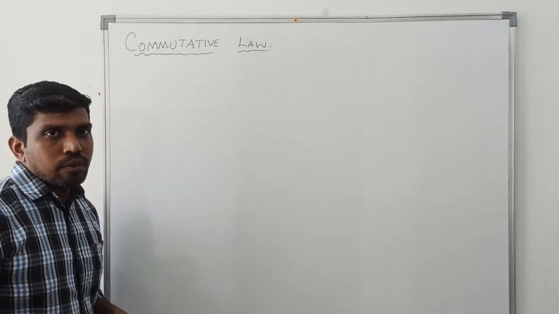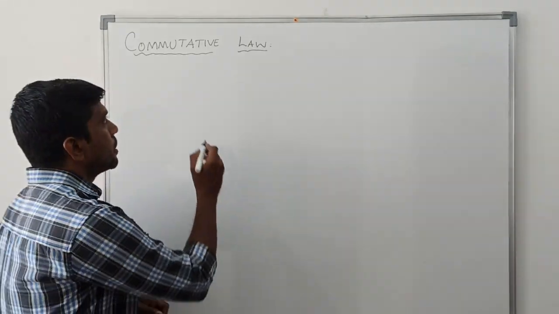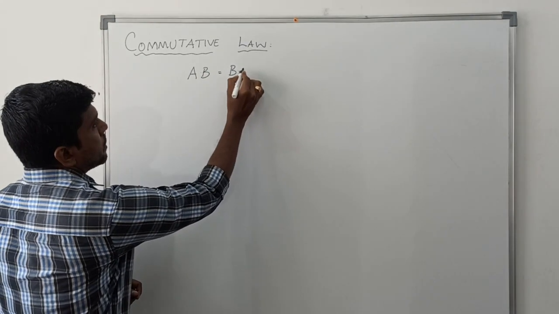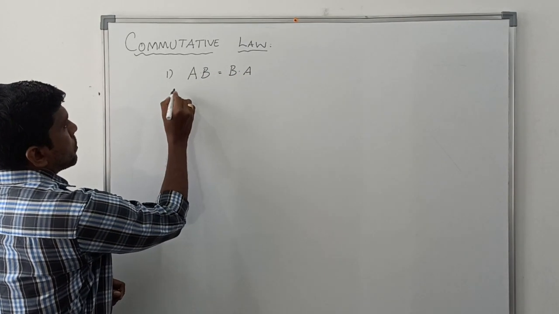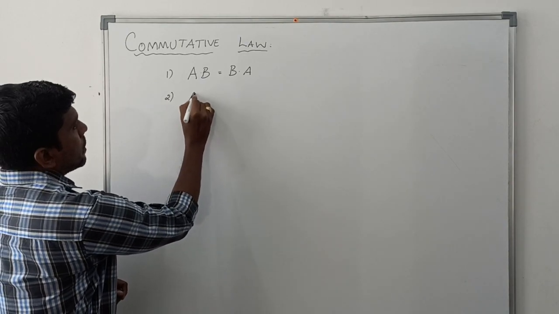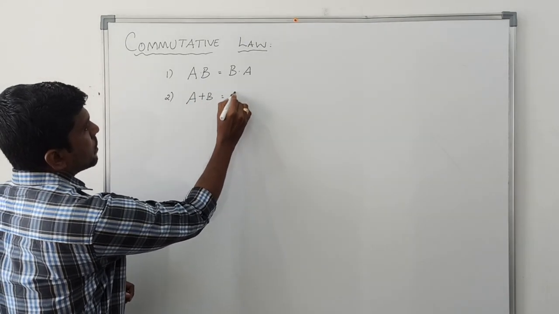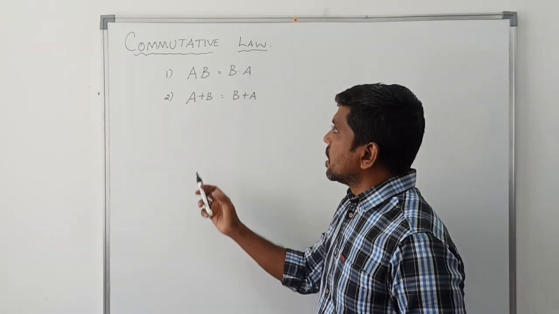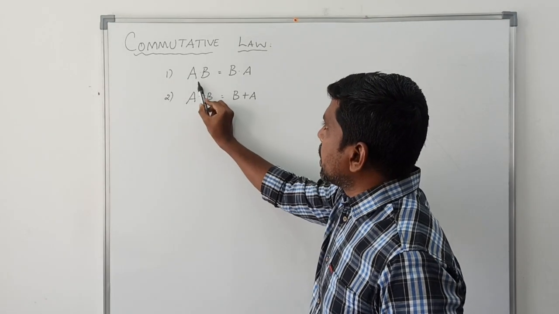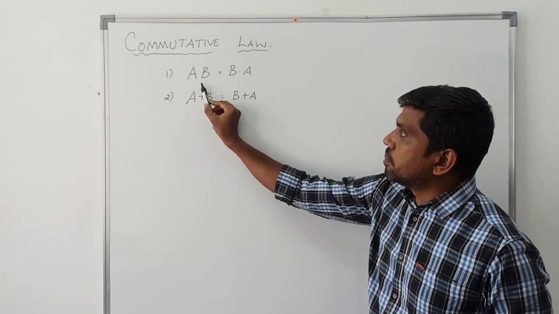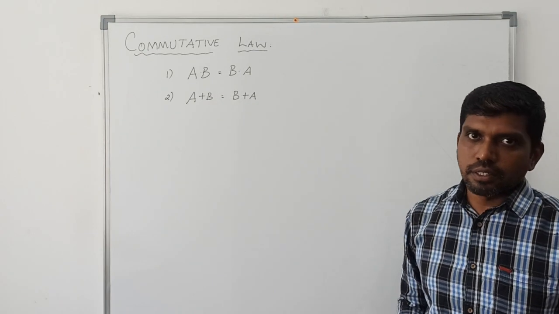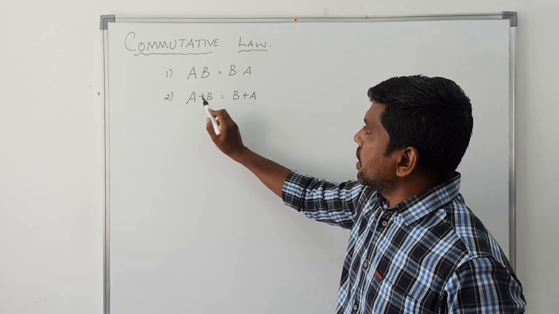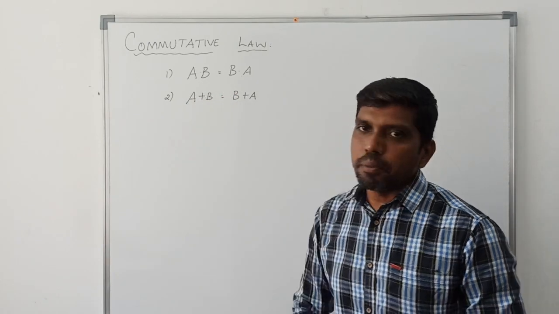So what is the commutative law? The commutative law states A dot B equal to B dot A. That is the first law. The second law is A plus B equal to B plus A. The commutative law states that changing the sequence of the input variables does not affect the result. So it is called the commutative law. The first law is A dot B equal to B dot A, and the second law is A plus B equal to B plus A.